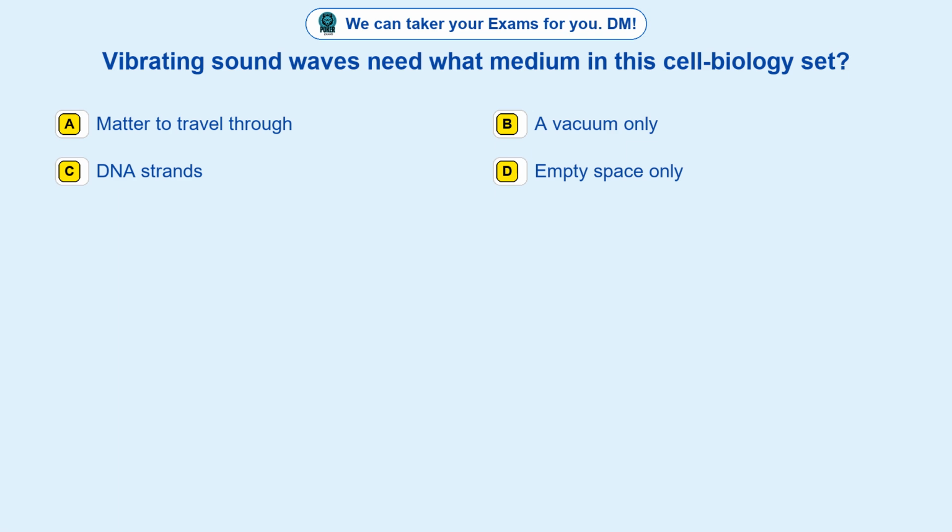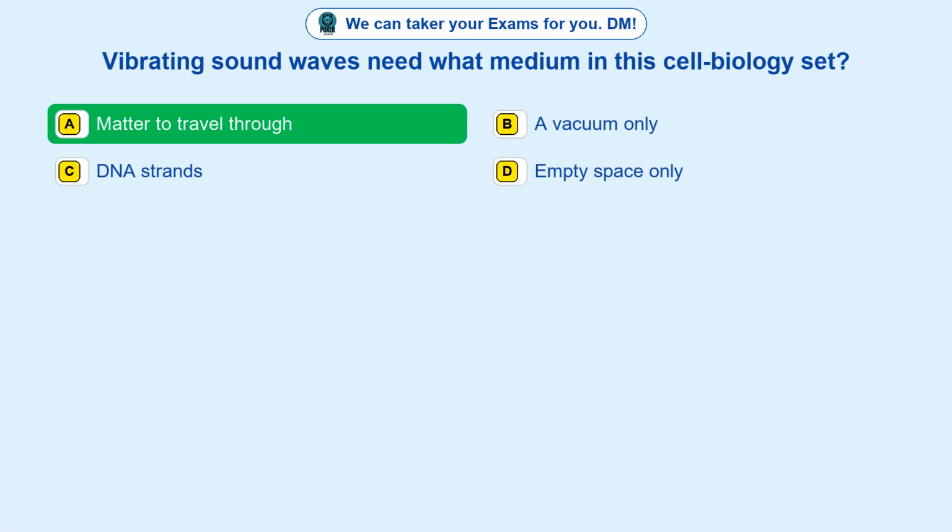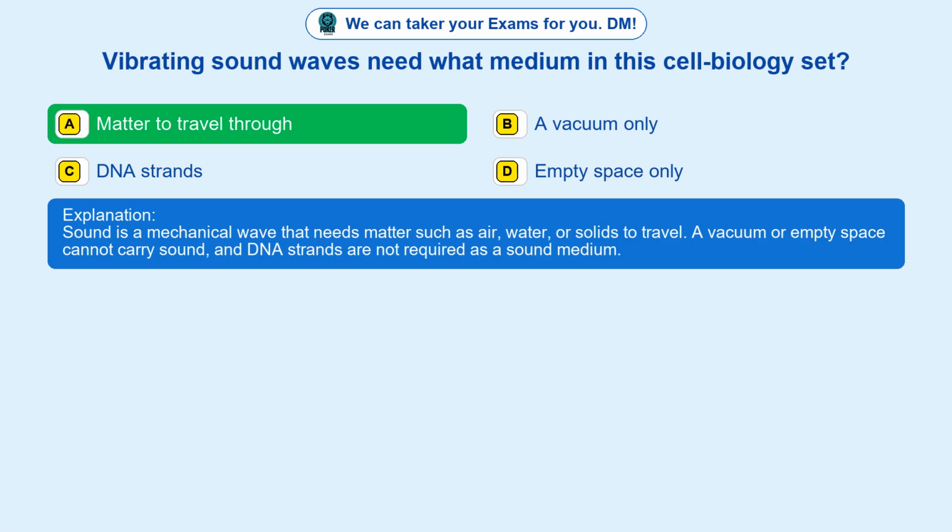Question 65. Vibrating sound waves need what medium in this cell biology set? Option A, matter to travel through. Option B, a vacuum only. Option C, DNA strands. Option D, empty space only. The correct answer is option A, matter to travel through. Sound is a mechanical wave that needs matter such as air, water, or solids to travel. A vacuum or empty space cannot carry sound, and DNA strands are not required as a sound medium.